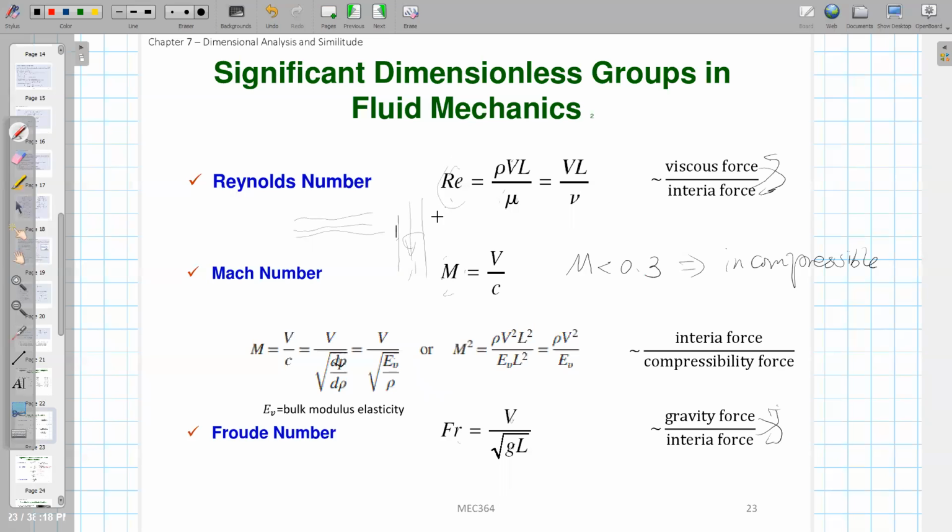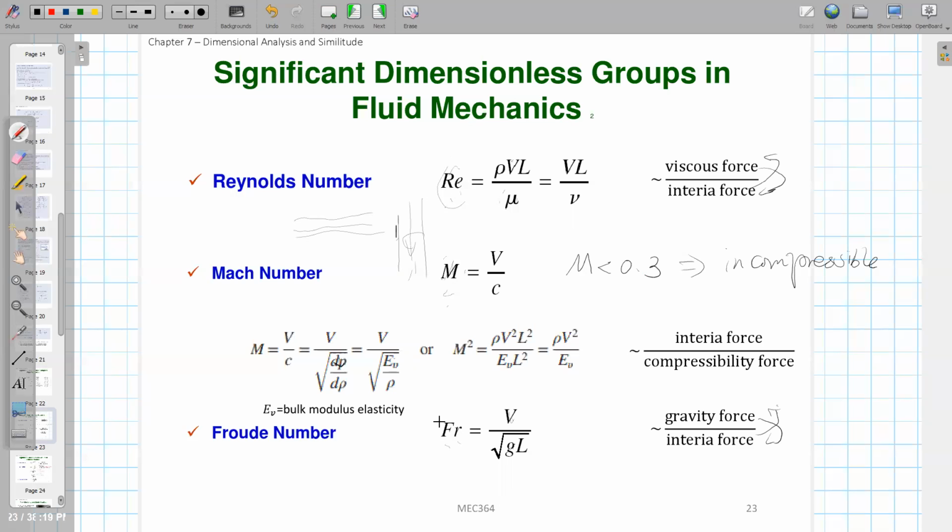Reynolds number is important to determine laminar or turbulent. Mach number is important to determine whether the flow is compressible or incompressible, supersonic or subsonic. Froude number is important when the gravity effect is important. So these three are required to remember.